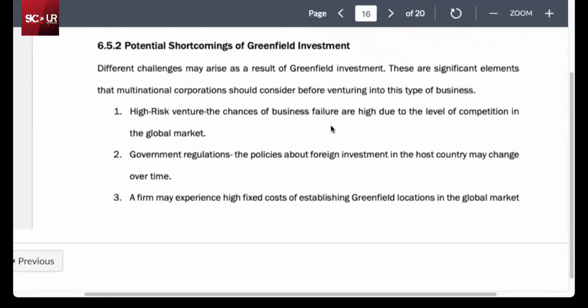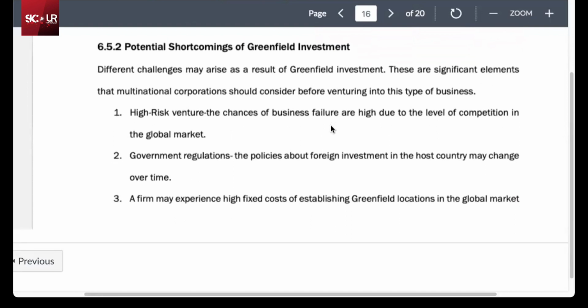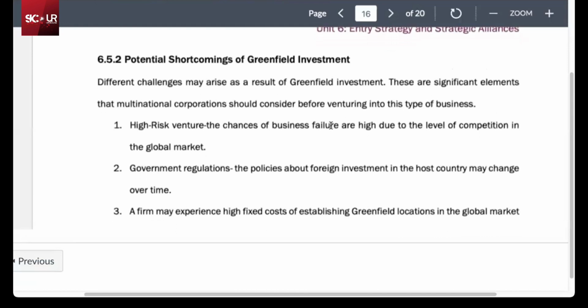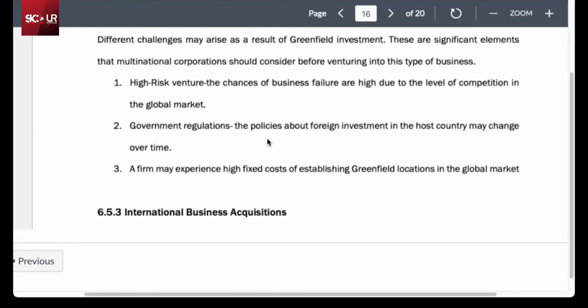However, definitely it has some drawbacks or limitations. So it can be a high risk venture. The chances of business failure are high because you are now involved in competition with other greenfield investment and also the local companies. Government regulation: because you are starting a new business in a foreign country, you have to adhere to the government regulation. All the policies about FDI in a host country may change over time. And you may experience high fixed cost location in the global market.